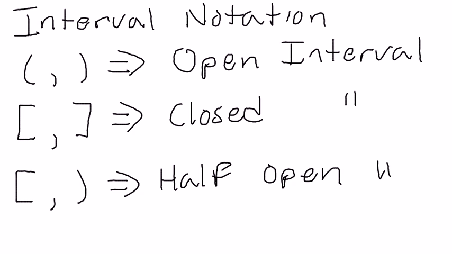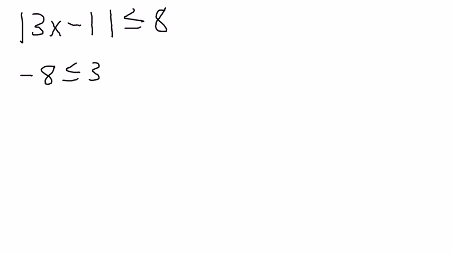Let's look at one with a closed interval. This would be like an equal to statement. So we'd have something like the absolute value of 3x minus 1 is less than or equal to 8. In this one, we can write it as a compound inequality: negative 8 is less than or equal to 3x minus 1, which is less than or equal to 8.